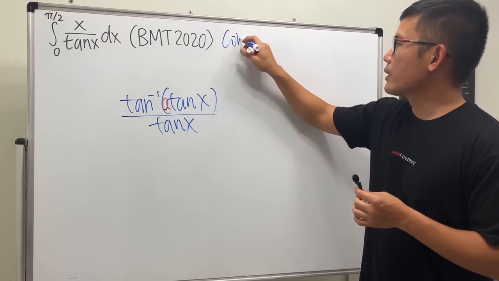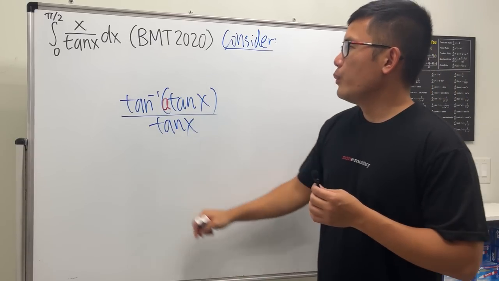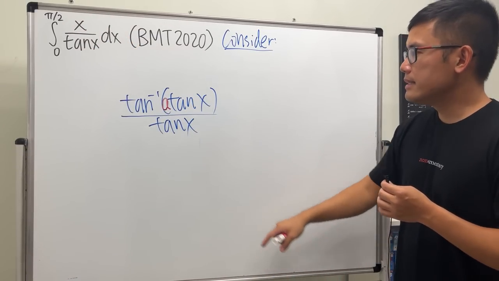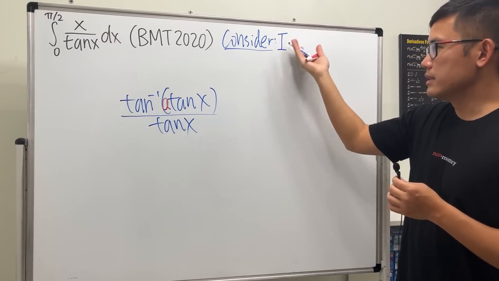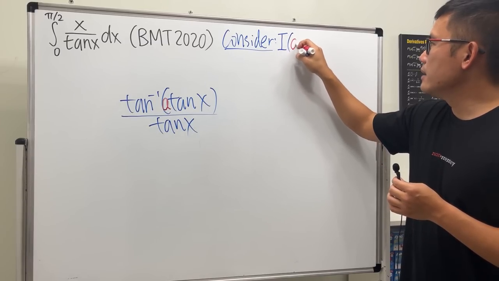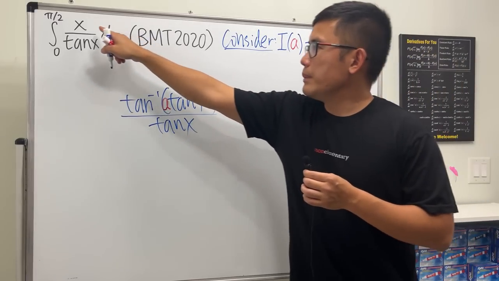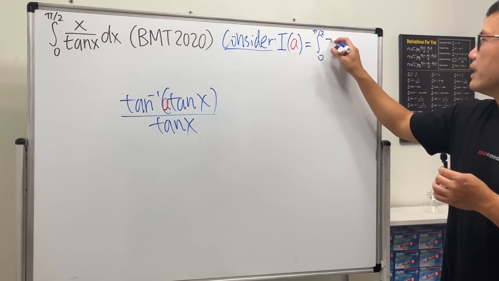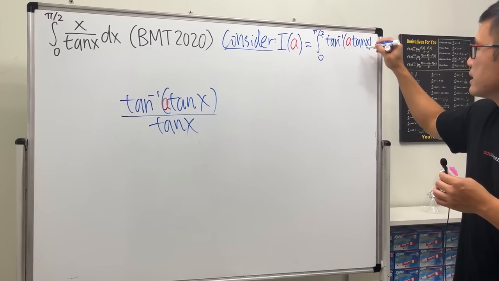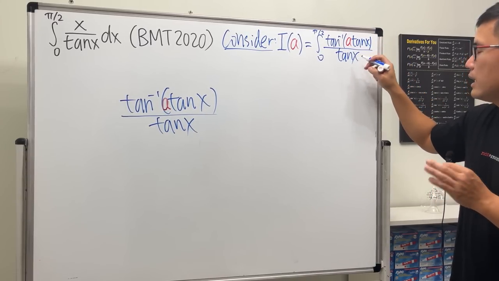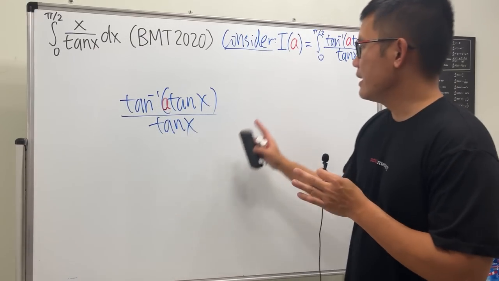So the first thing that we are going to do is consider what I will call an integral function. We are going to rewrite this with that, and the variable that we are looking at is a, not x. So I'm just going to call that a function, because it's an integral, let's put on capital I. And then a is our variable. And we will just have the integral going from 0 to pi over 2. Do not put on x, but rather put this down. We have the inverse tangent of a times the original tangent of x, over tangent x, dx. So this is our integral.